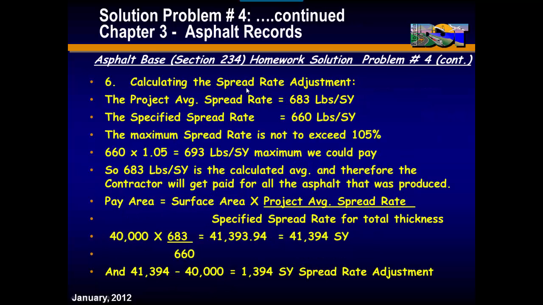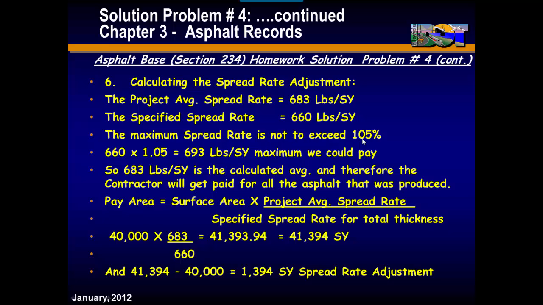So now how are we going to calculate our spread rate adjustment? Well, now we have our project average spread rate, which is 683, that we just went through all the calculations on. And we have our specified spread rate, which is what the contract said: if it were perfect by the design mix, it would be 660 pounds per square yard, because that's what it comes out to be based on the GMM and the thickness. And the maximum spread rate is not to exceed 105%.